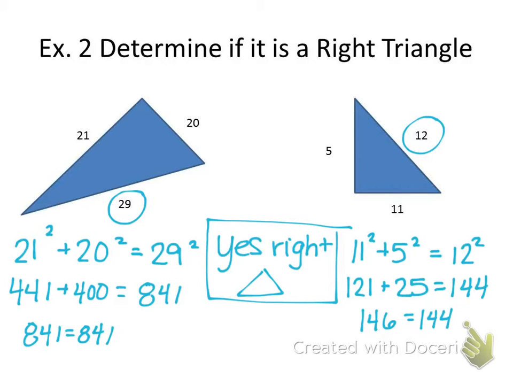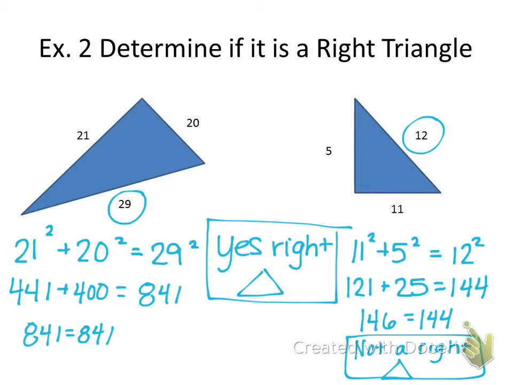So is this a right triangle? No, it is not, because the sides do not equal one another. So not a right triangle. And I'm just using the symbol for a triangle instead of writing the word all the way out, which you can too. Okay? So whenever they do not equal one another, I know it is not a right triangle.